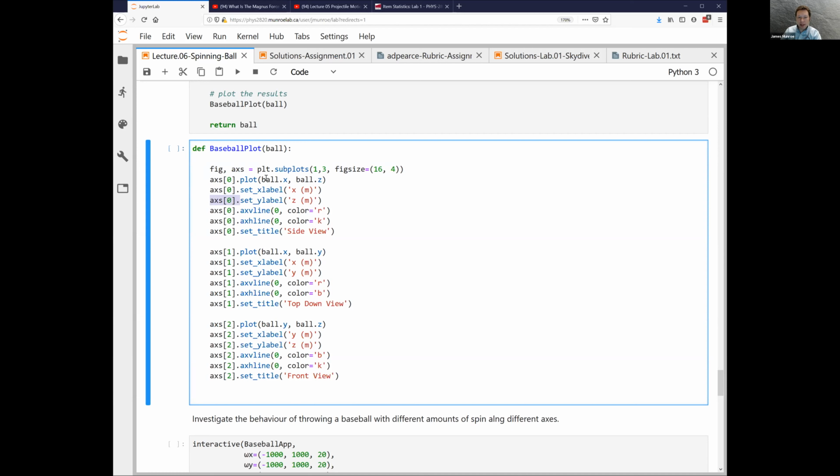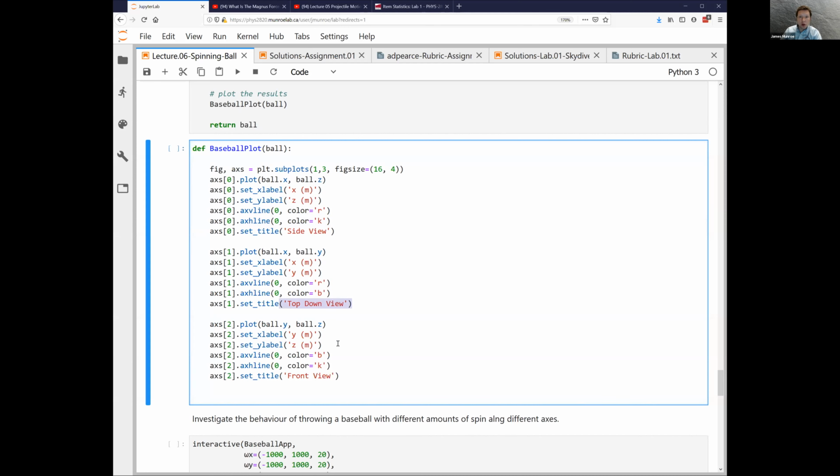I want you to plot the x-coordinate as the horizontal and the z-coordinate as the vertical, set the labels. Let's put a line so it's really clear what the axes are, and I'm going to give it a title. And I'm going to say this is going to be my side view. Then I'm going to make another plot which plots the x-coordinate versus the y-coordinate. Those are the horizontal directions. It's going to be my top-down view.